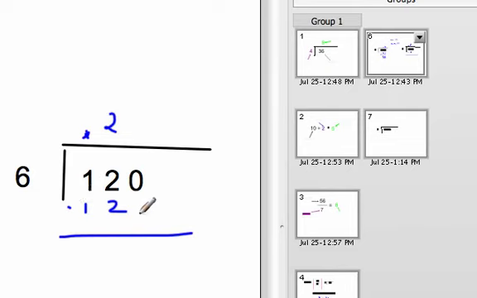And then we have 6 times 2 is 12. And I'm going to subtract here. So 12 minus 12 is 0. And then we're going to bring down a 0, and that's 0. So you can't just leave this blank up here. You have to say, actually, 6 goes into 0 zero times. Otherwise, your answer would be that 6 goes into 120 2 times, and we know 6 goes into 18 3 times, so it's going to go more than twice. It goes in 20 times. So it's real important to remember that 0.